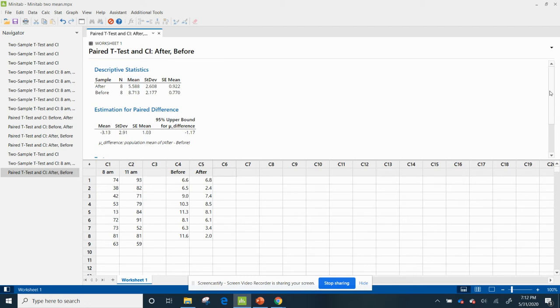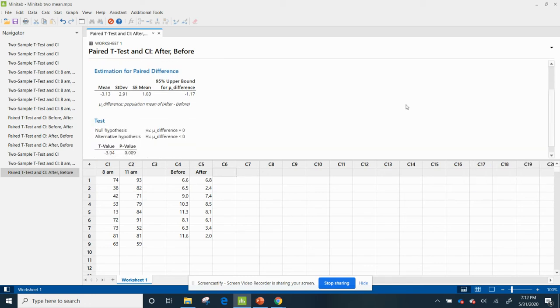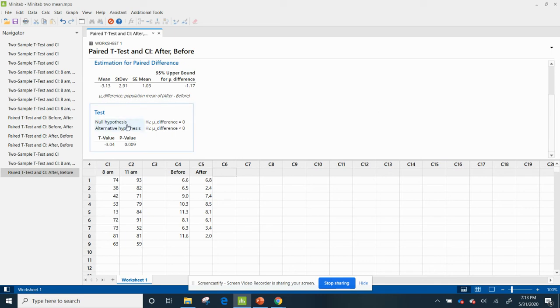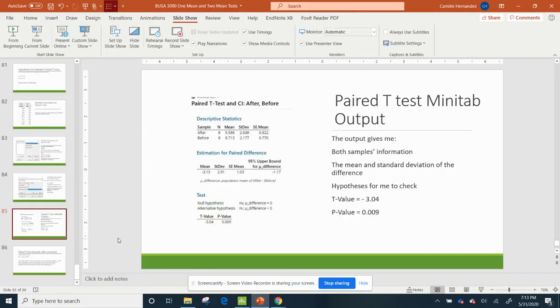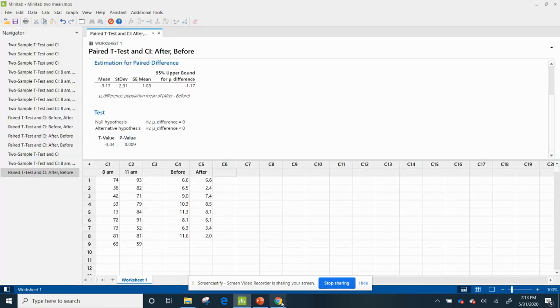Okay. So then I get the effect of the difference. So the average difference was negative 3.13 with a standard deviation of 2.91. And here we go. If I look here, here's my null, here's my alternative. T-value is negative 3.04. P-value is 0.009. Okay, so let's go break that down. All right, so I have everything here. Why did I do my after before? Because I wanted to, remember that they were seeing if it reduced pain. So I'm doing the after before, that's why. Okay, so I've got everything I need. And again, if you look here, it's everything you need, okay?